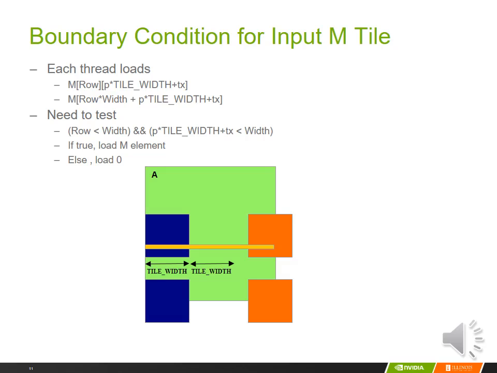So the condition that we should add in front of the load in the kernel code will be that the row should be less than width, and p times tile width plus tx should also be less than the width. If the condition is true, we load the M element. Otherwise, we load a 0. So this is what we would see in our final kernel code.